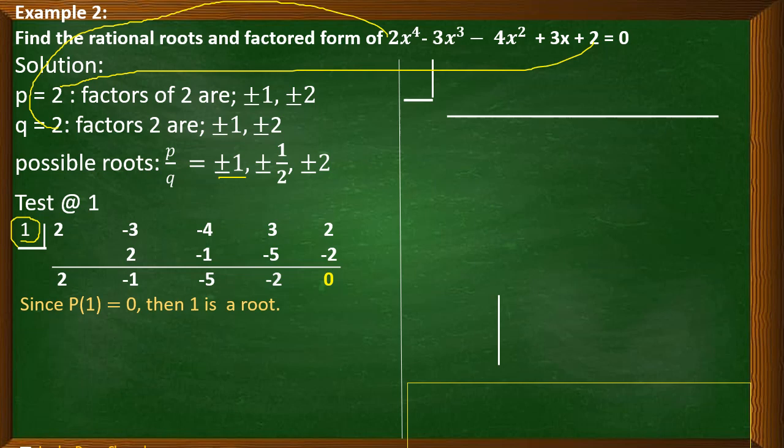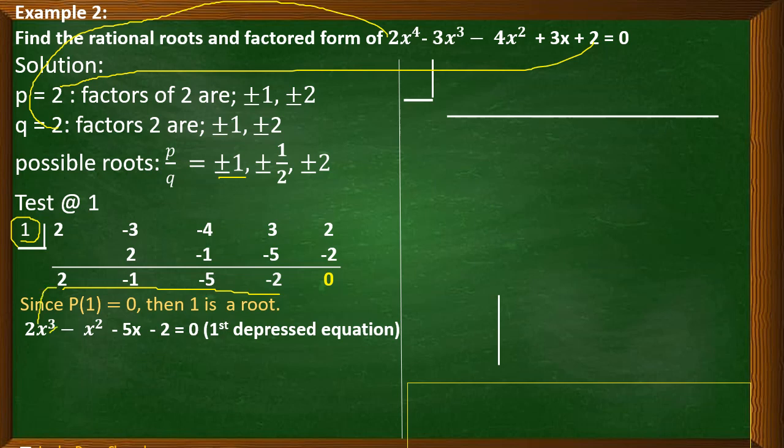Next, we have to determine the depressed equation. So our depressed equation is based on the quotient here. So we have 2x cubed. Why do we have here 2x cubed? Remember that the degree of the given polynomial is 4. So to get the depressed equation, the degree will be less than 1. So that's why we have here 3. So 2x cubed. Next we have -x squared. Then we have -5x and -2. And it is equated with 0.